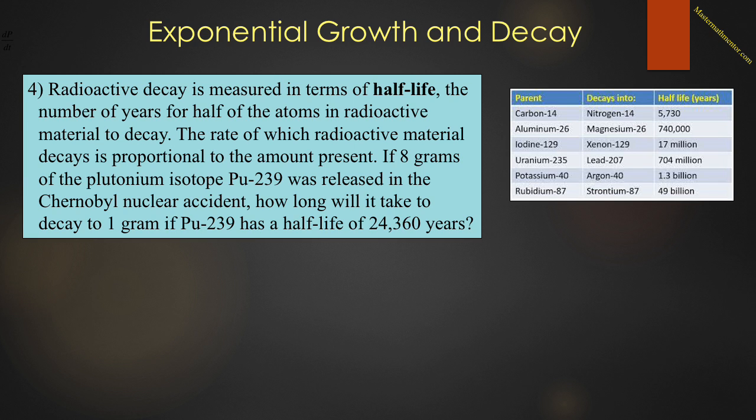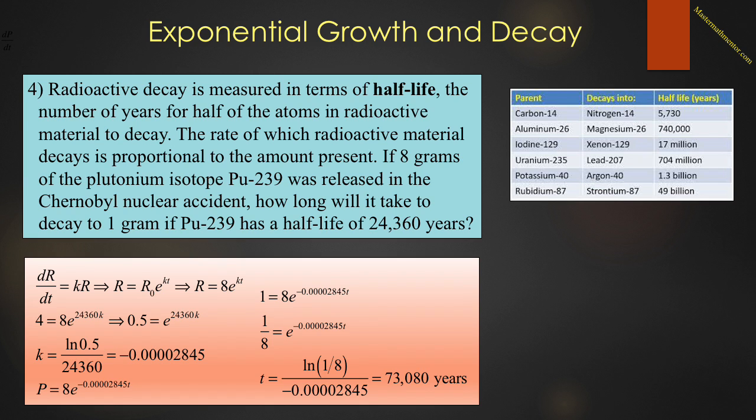Radioactive decay is measured in terms of half-life, the number of years for half the atoms in radioactive material to decay. The rate at which radioactive material decays is proportional to the amount present. If 8 grams of the plutonium isotope, Pu-239, was released in the Chernobyl nuclear accident, how long would it take to decay to 1 gram if Pu-239 has a half-life of 24,360 years?